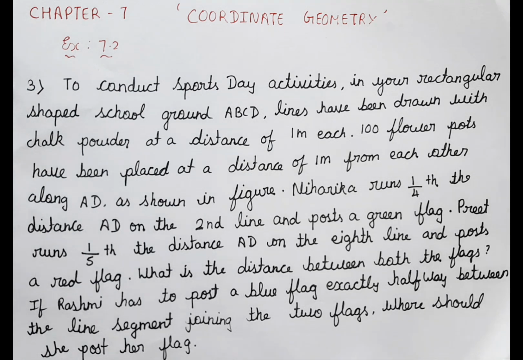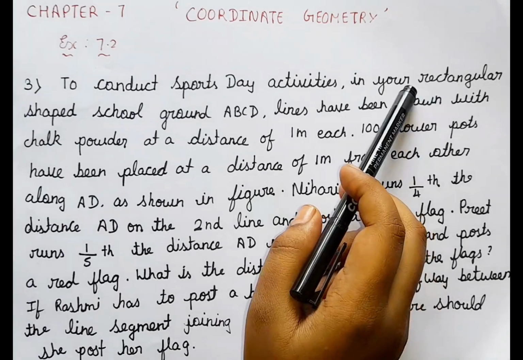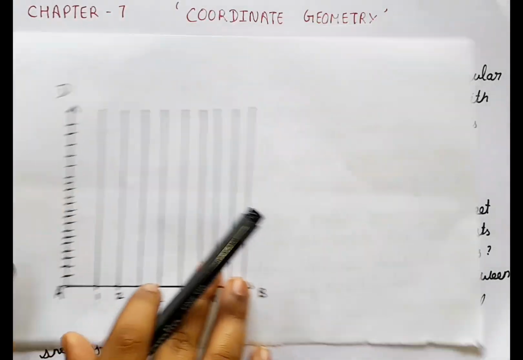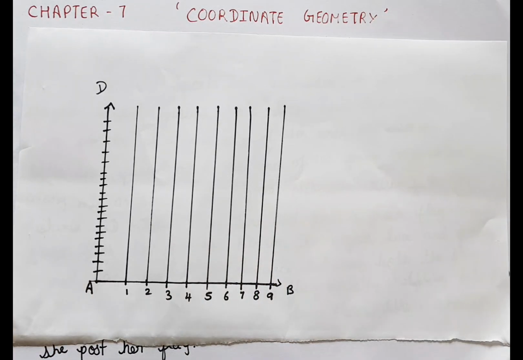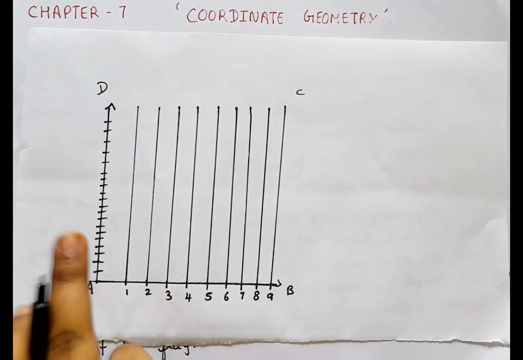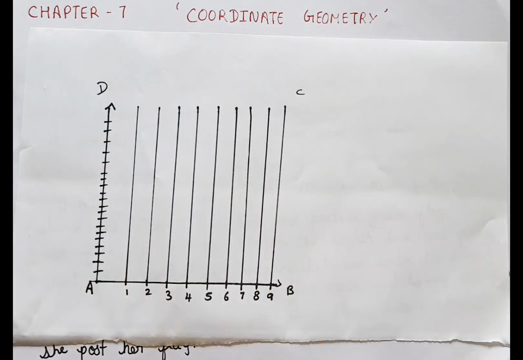Okay, so there is a school. In that school they are conducting sports day activities. The school ground is in the shape of a rectangle. So if you want, I'll show you guys. So this is ABCD, a rectangular shaped ground. I know it looks like a square, I am sorry for that. You can just draw it like a rectangle.